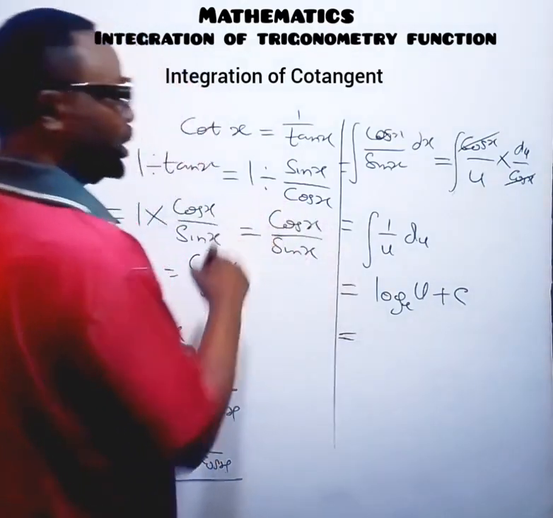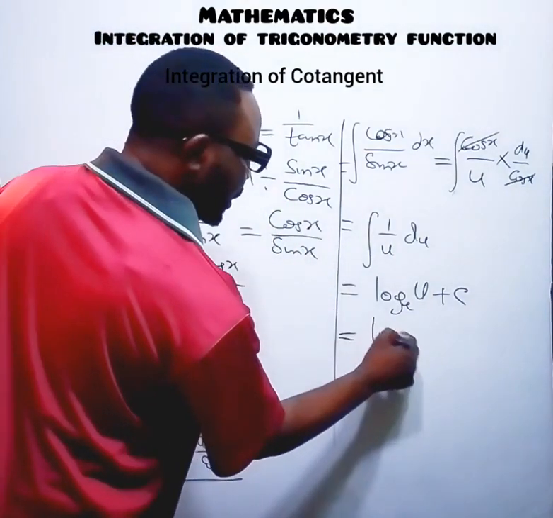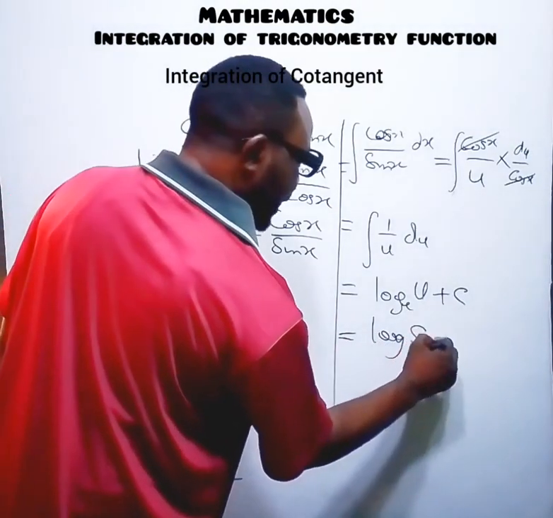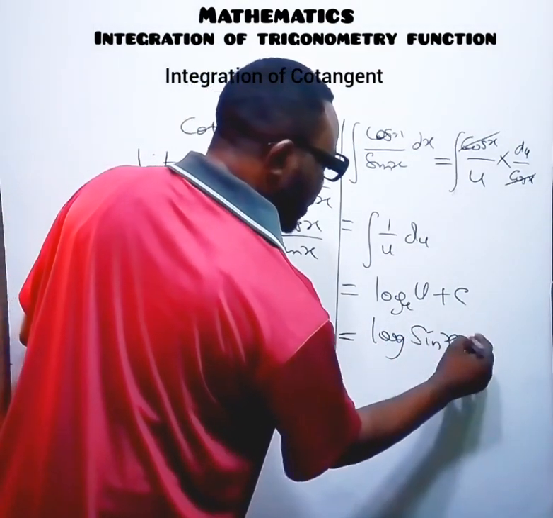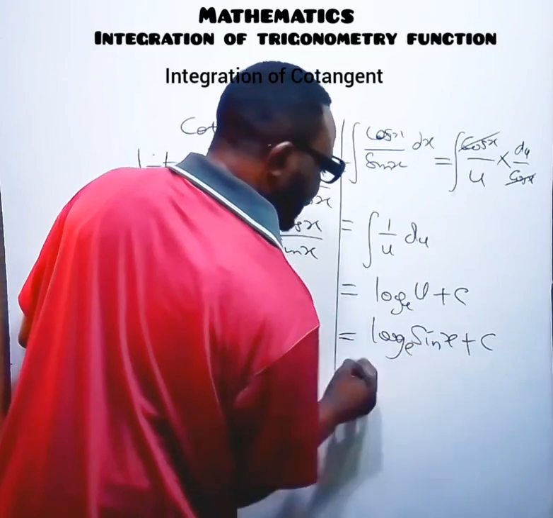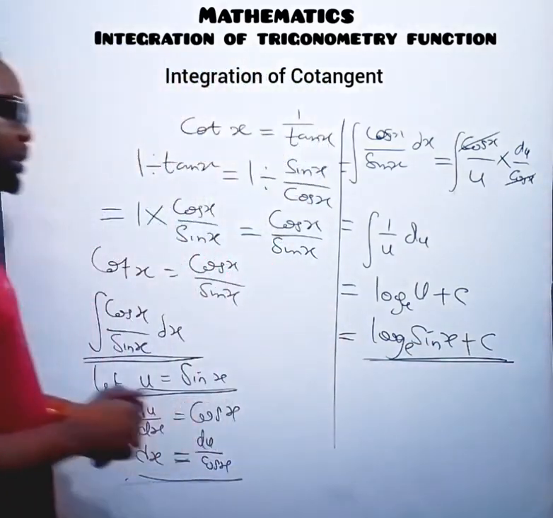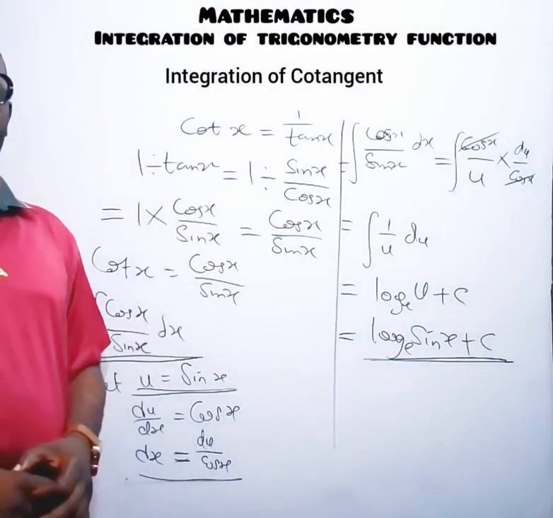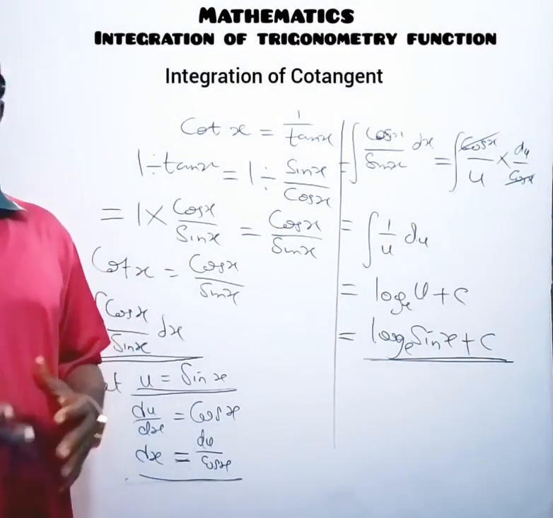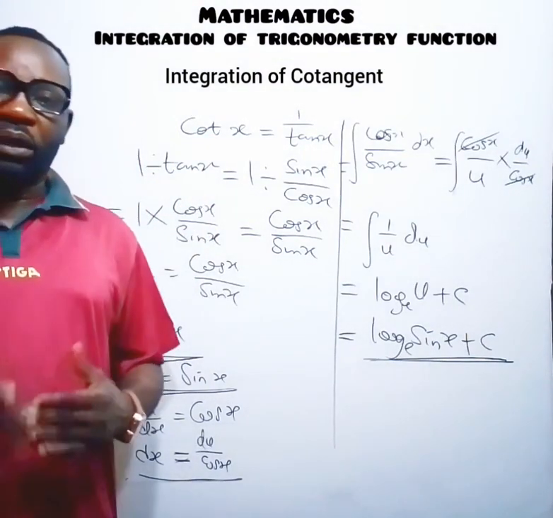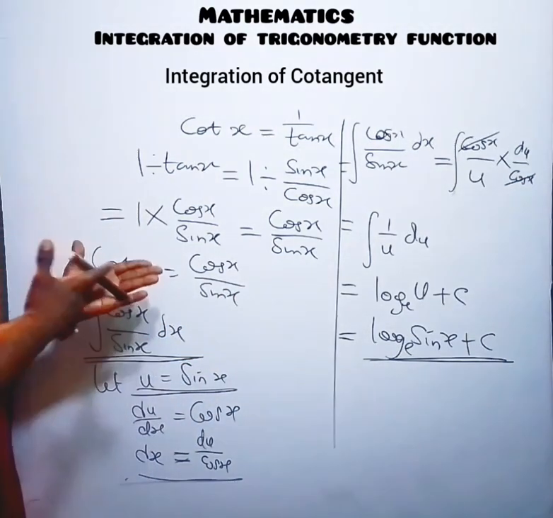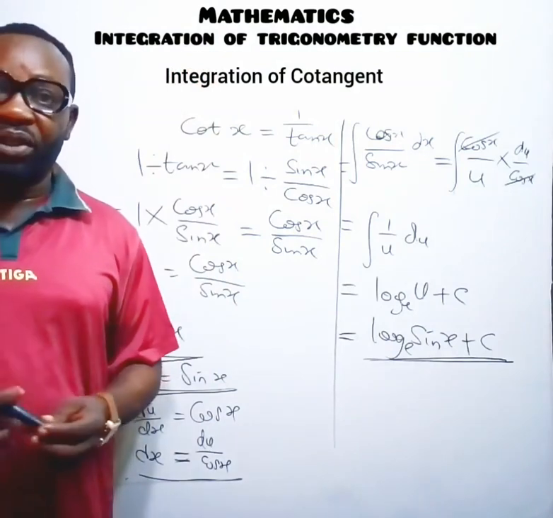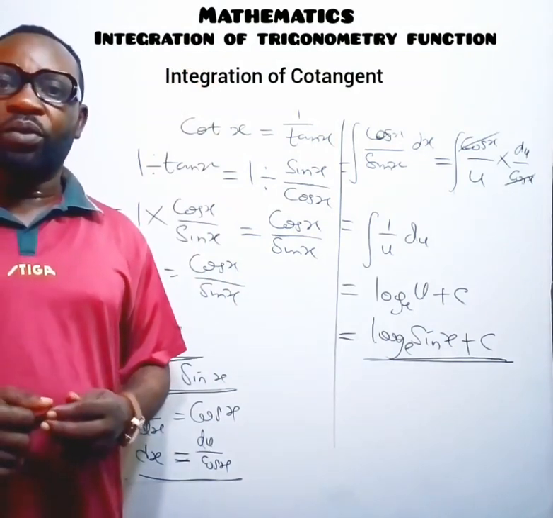Which eventually will become log of what is the value of u? That is sine x, plus c. That is the answer to the integration of cot x. We need to now look at some questions that are related to this set of integration of trigonometric functions. Do stay tuned.